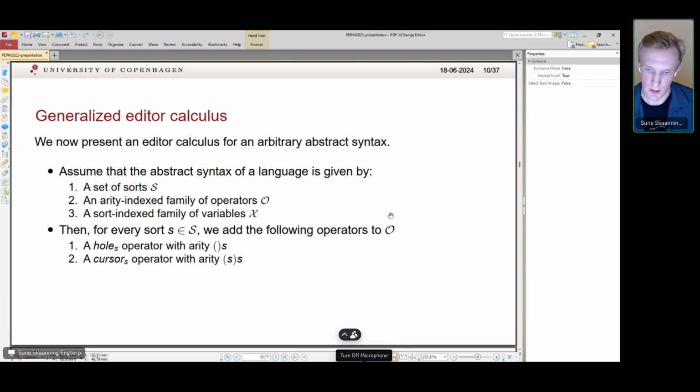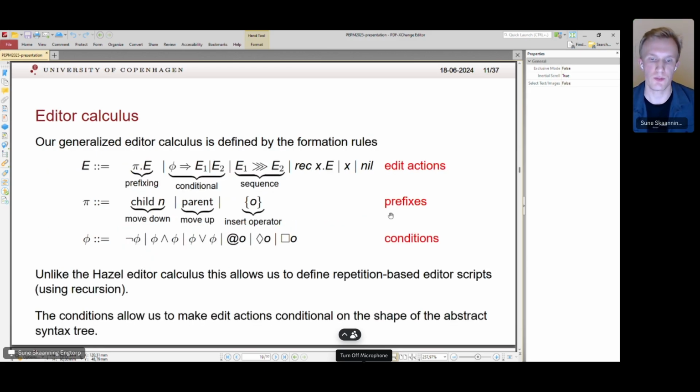And now I want to present an editor calculus for an arbitrary abstract syntax. Assuming that we have an abstract syntax given by a set of sorts, a family of operators and a family of variables, then for every sort, we want to add a hole operator, which allows us to insert syntactic holes representing either empty or missing subtrees. And we add a cursor operator, which tells us where the editing currently takes place in the syntax tree. Our generalized editor calculus is defined by these formation rules.